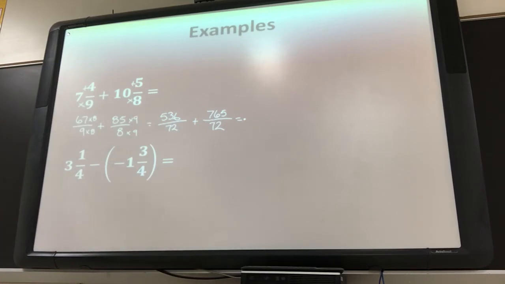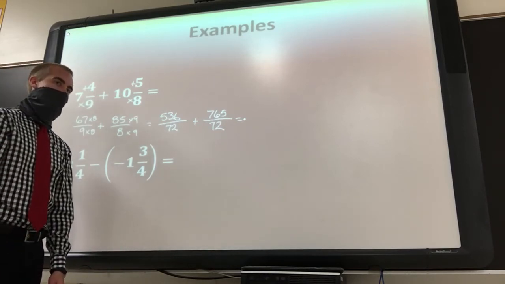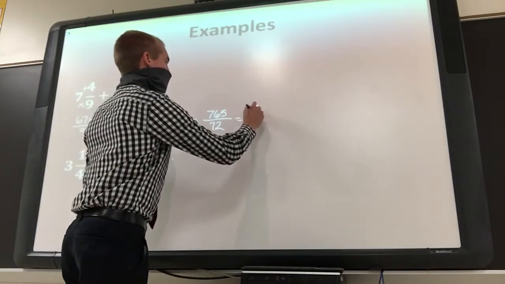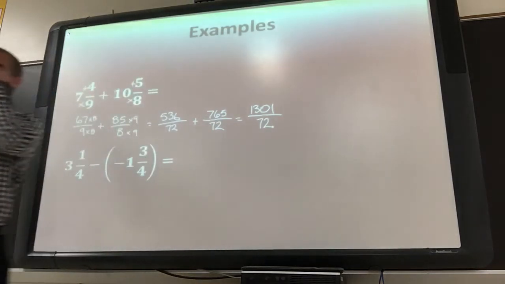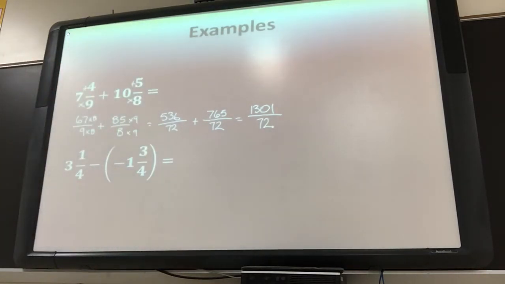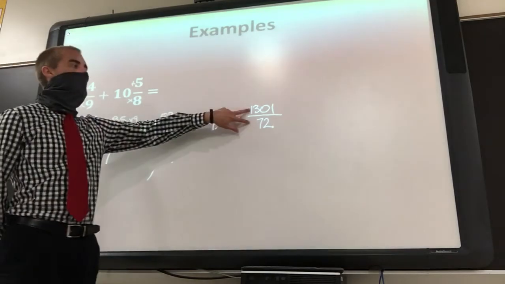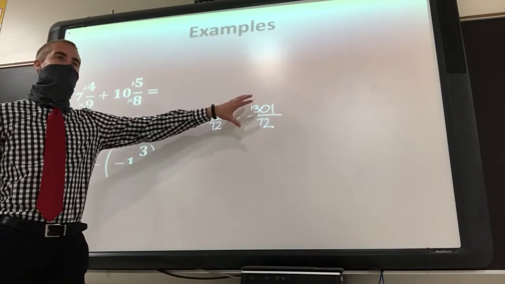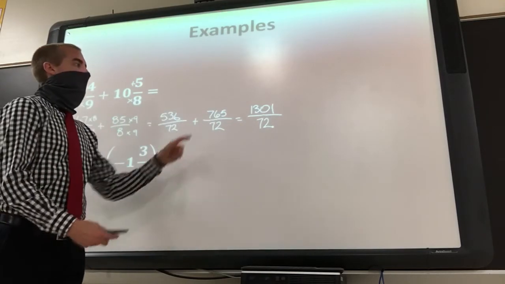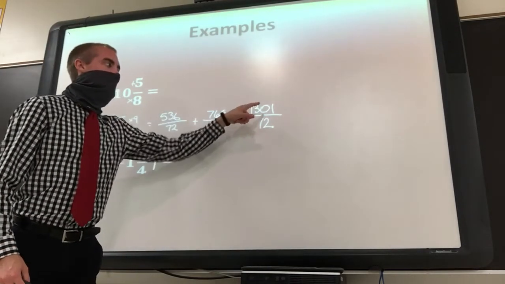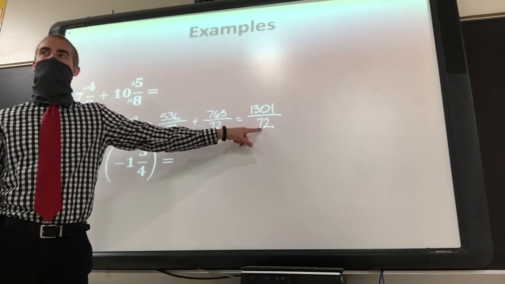What is it? 1,301 over 72. Alright, so now we've got to change this back to a mixed number. And this is why I like this problem, because it's easy to show you the best way to do this. We're going to divide 1,301 by 72.